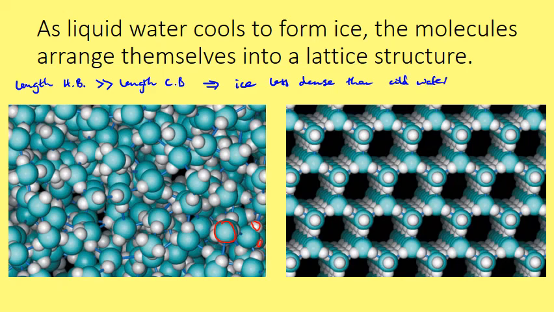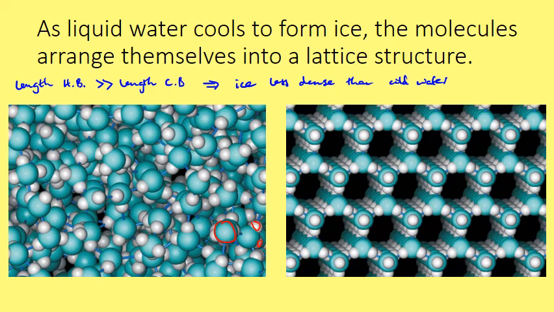I think water at 4 degrees is the most dense temperature of water, which is not really what you'd expect. Most substances, when they freeze, become more dense because the solid particles are usually packed closer together. But in fact, not with water, because of the hydrogen bonds being longer than your covalent bonds.